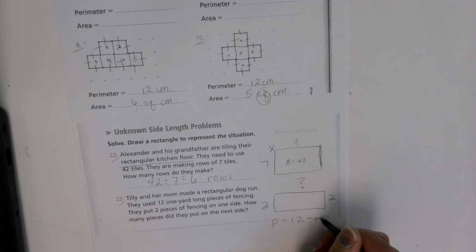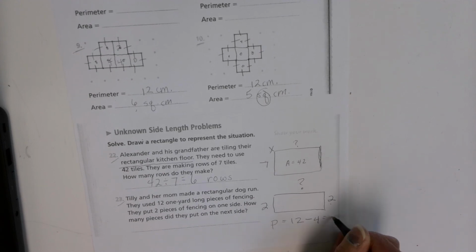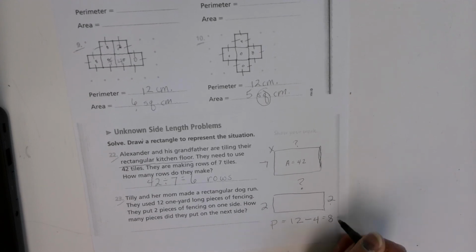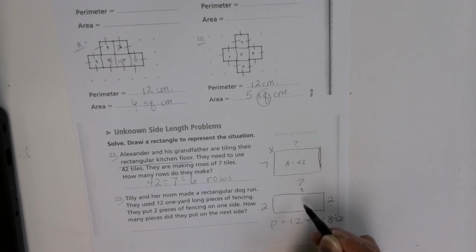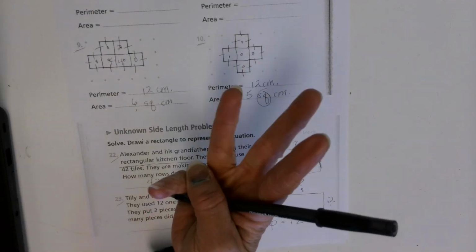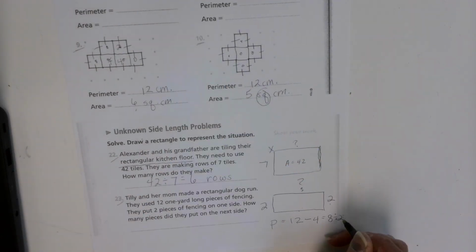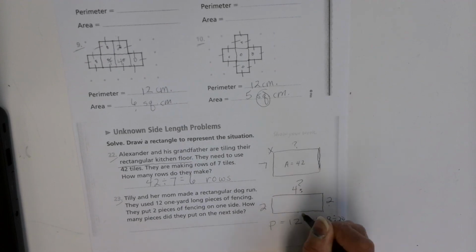So if I subtract 4, 12 minus 4 would give me 8. And then I'd have to divide that by 2. So it would go on either side. And how many 2's are in 8? 2, 4, 6, 8. We have 4. So this would be 4, and this would be 4.